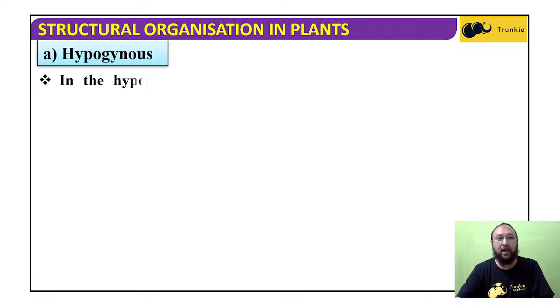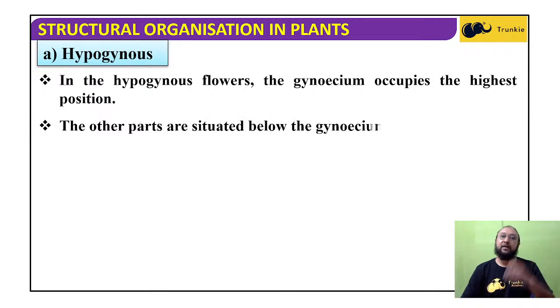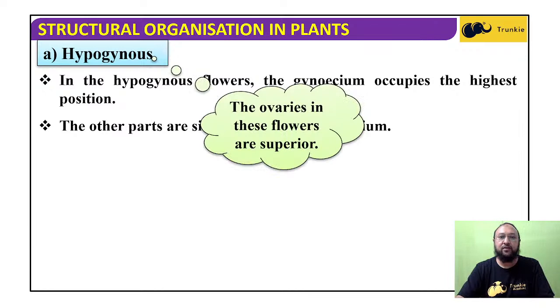In the hypogynous flower, the gynoecium occupies the highest position. So the gynoecium is at the top, and the rest, the corolla and calyx, are situated below the gynoecium. Ovaries in these flowers are superior because the gynoecium is at the top, so the ovary is called a superior ovary. This is important for exam: hypogynous, epigynous, and perigynous. Please remember this.